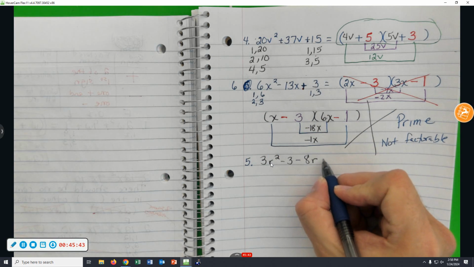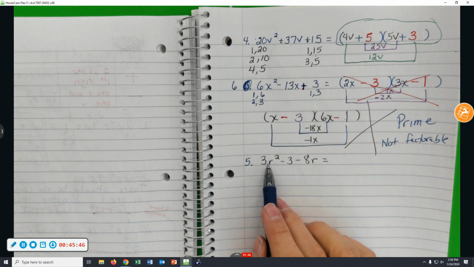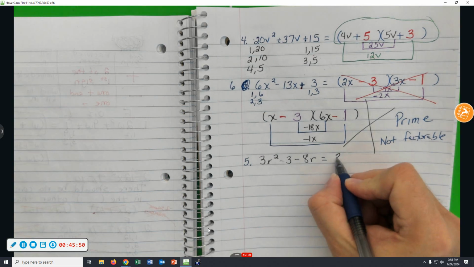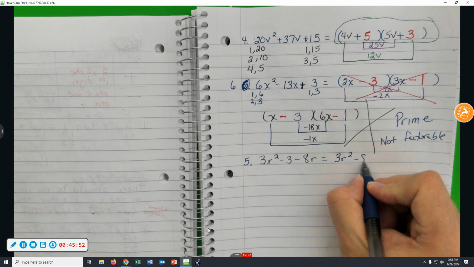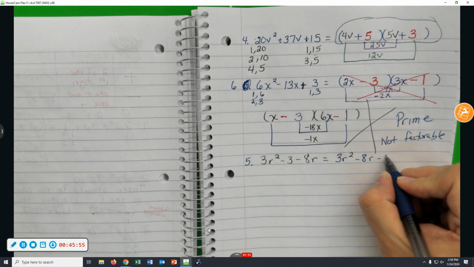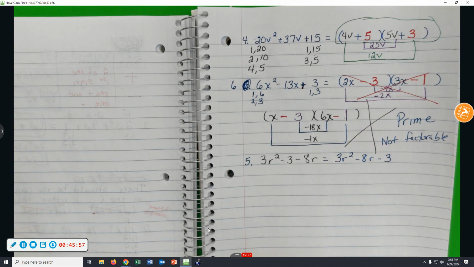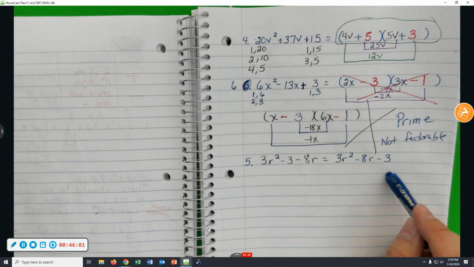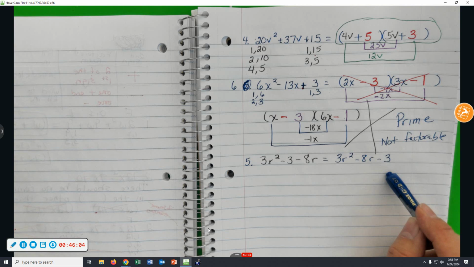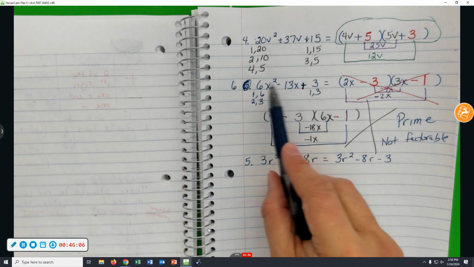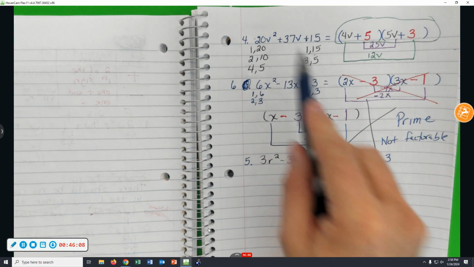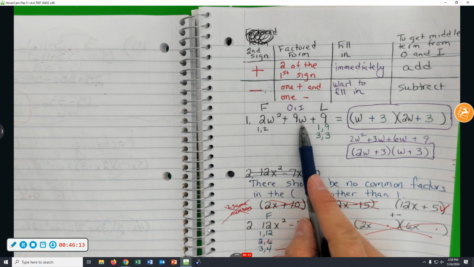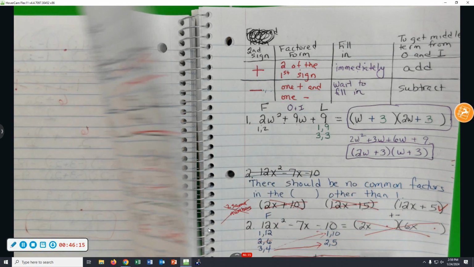Here we have the biggest exponent, r squared. What should be the second term? We have 3r squared minus 8r, and the last term is the minus 3. So you've got to write it in standard form: r squared, r, constant. Constant is what we call a number that doesn't have a variable on it. Like x squared, x, constant. v squared, v, constant. w squared, w, constant.